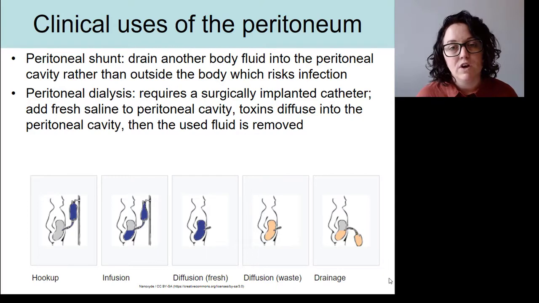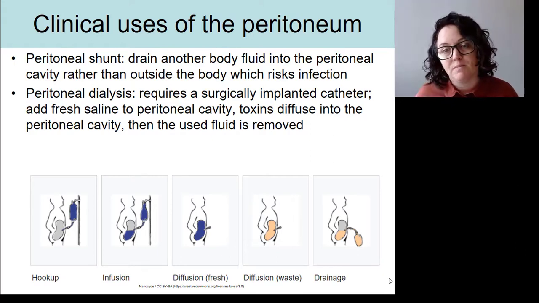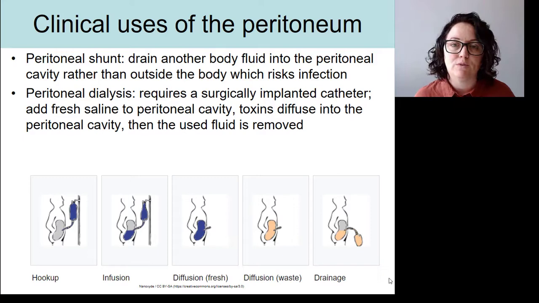But once the fresh saline is in the peritoneal cavity, it will allow for diffusion of toxins out of the blood into this toxin-free saline. After the process is complete, the saline, which is now full of toxins, is removed from the body. What's nice about this is that this can be done at home, which won't require patients to go to a different location for the dialysis to occur.